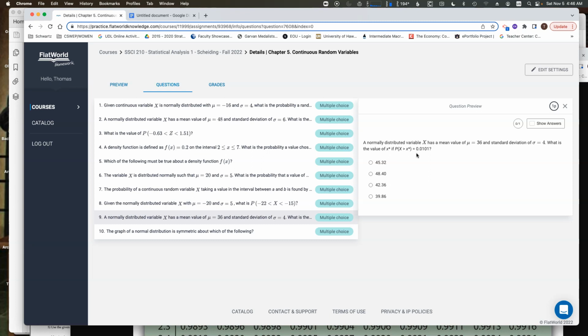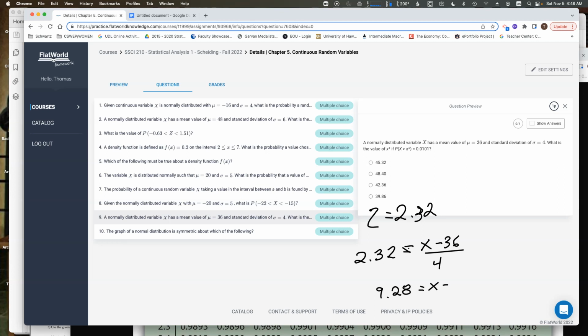Yeah, okay. So what does that give us here? Let's look and work this out. So that would mean that 2.32 is equal to the value we're looking for minus the mean over the standard deviation. Cross multiply, that gets me 9.28 equaling x minus 36. Add 36 to both sides, and x equals 45.28.